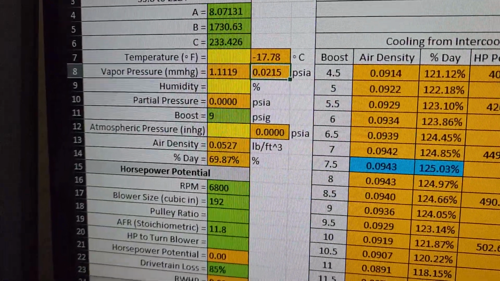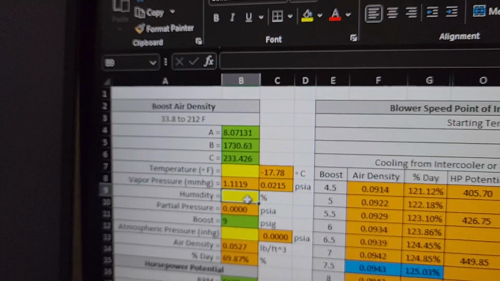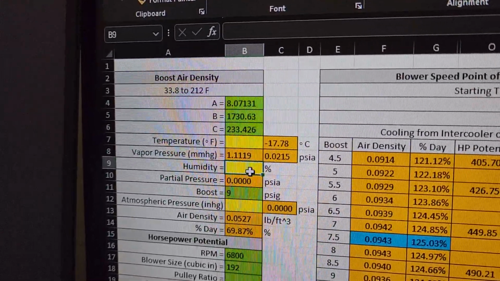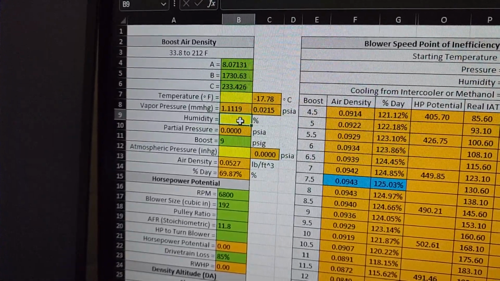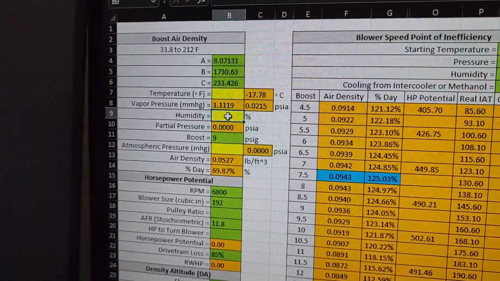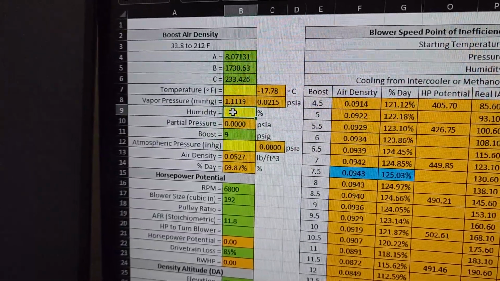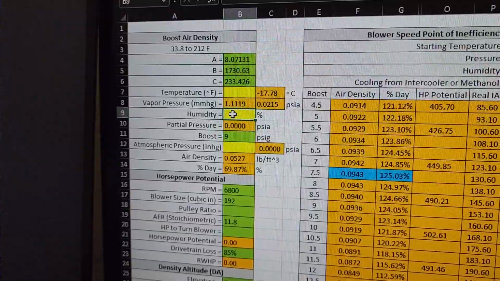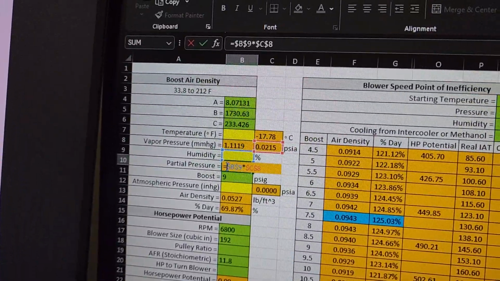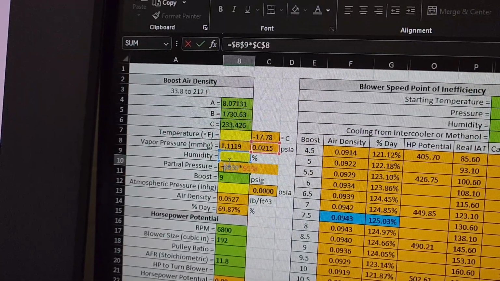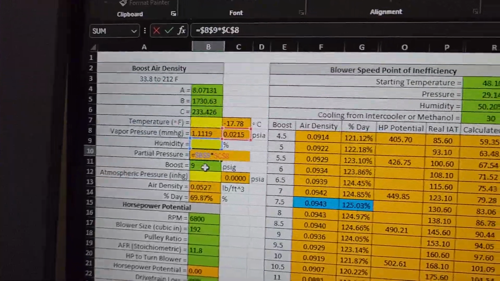Okay, so basically you're going to input humidity here, which is just going to be whatever value it is where you're at, percent humidity. And again, I've talked about this. Don't use the one that you get from the Weather Channel because that's going to be corrected to sea level. It's not going to be accurate. You need to use the absolute humidity percent in your area. Then you're going to do the math for your partial pressure. And it's as simple as humidity multiplied by your vapor pressure. And that'll give you your partial pressure.